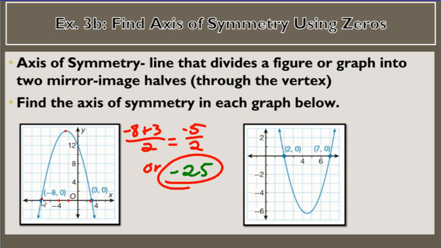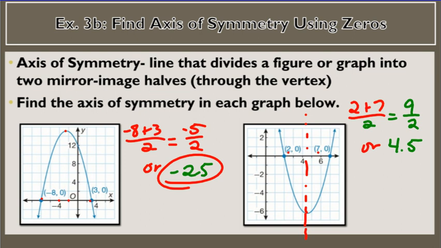The next one, the vertex is here, so I know the axis of symmetry goes through the vertex, but I can't quite tell if it's halfway through, so I just take my two x's, add them together, divide that by 2, and I get 9/2 or 4.5.